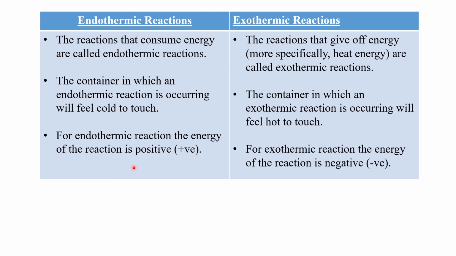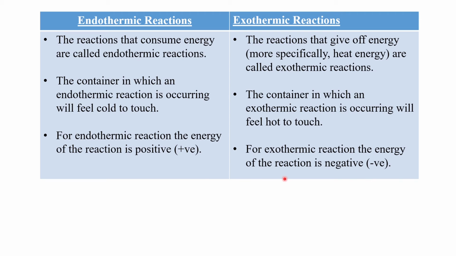If there is energy given, like 100 kilojoules, and there is a positive sign with that, that is the indication that this reaction is actually consuming energy. Now, the reactions that give off energy, and that given off energy is actually in the form of heat energy, those reactions are called exothermic reactions. The containers in which an exothermic reaction is occurring will feel hot to touch. And for exothermic reactions, the energy sign that we use is negative.